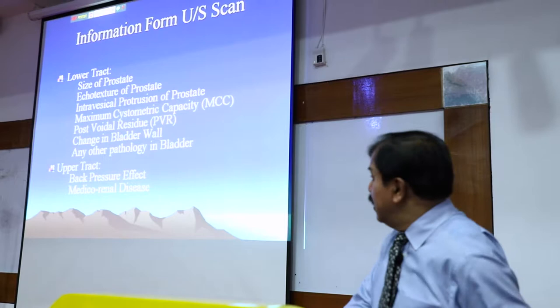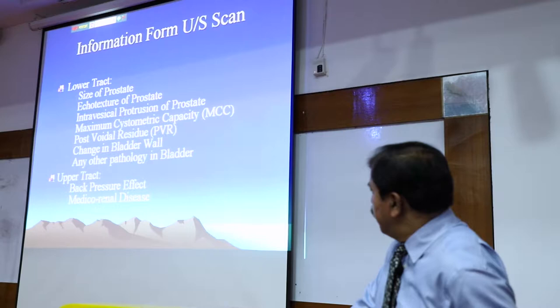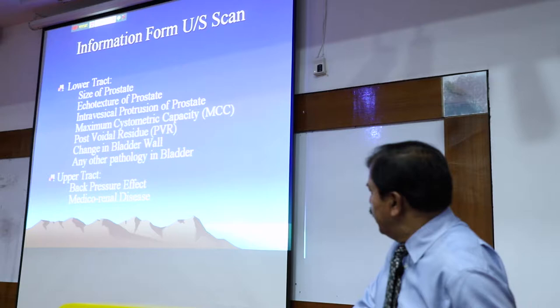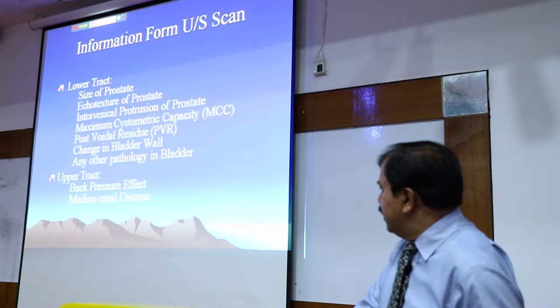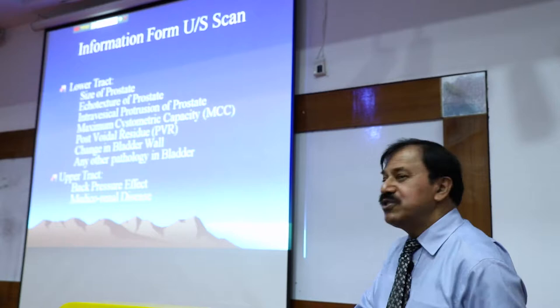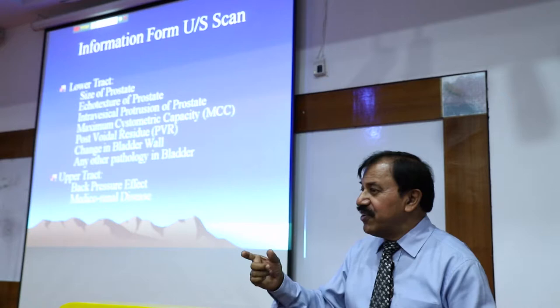Information you will get: size of the prostate, echotexture of the prostate, intravesical protrusion of the prostate, maximum cystometric capacity, how long the patient can hold the urine, and post-void residue. These are very important findings we get from the ultrasonography. Change in the bladder wall that we can read from the ultrasonography, and any other pathology in the bladder. Many a time, it is a common question in ultrasonography: what findings will you get? These are the common findings we get.